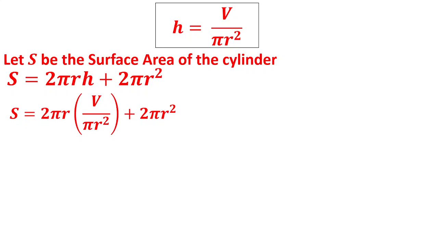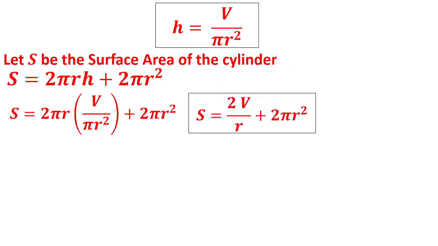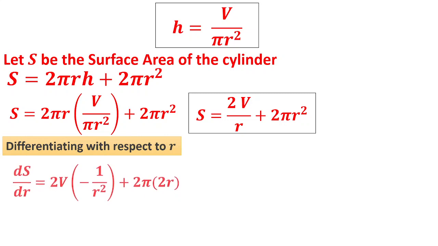Therefore, surface area is 2 pi r into v by pi r square plus 2 pi r square. What is the nature here? We are expressing surface area in terms of a single variable. Therefore, S is equal to 2v by r plus 2 pi r square. Now, let us differentiate with respect to r.